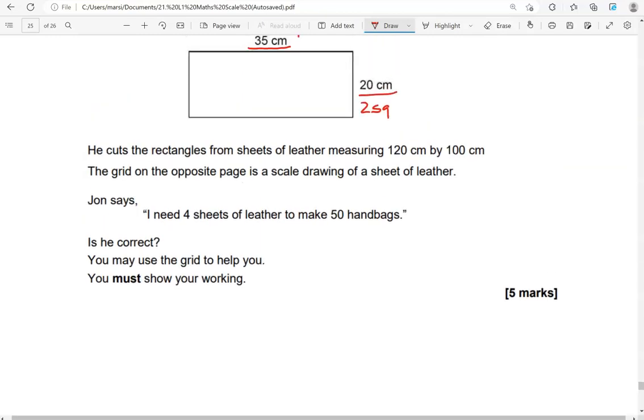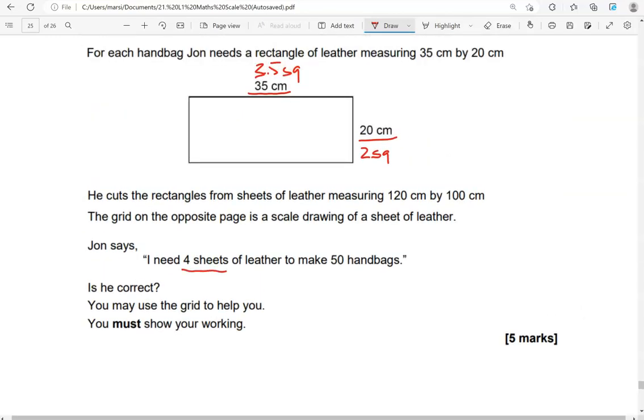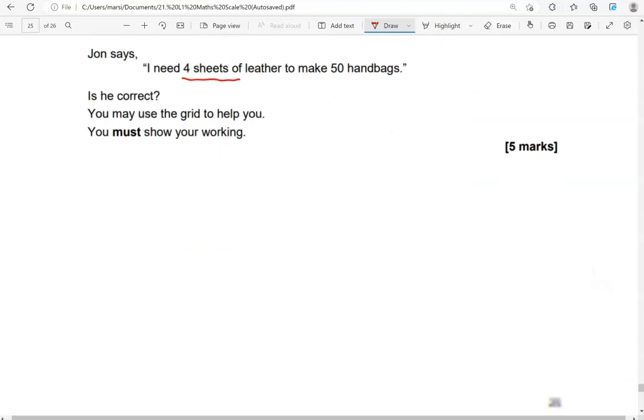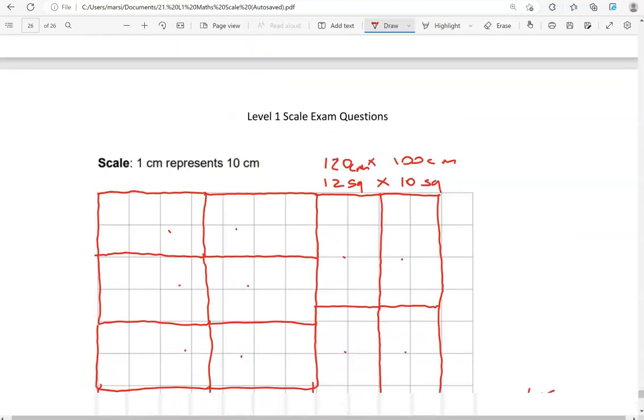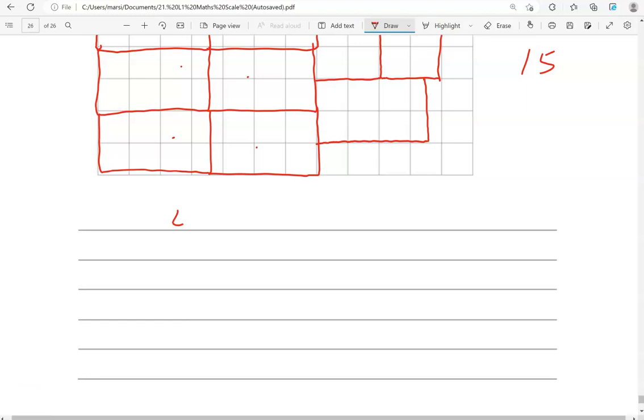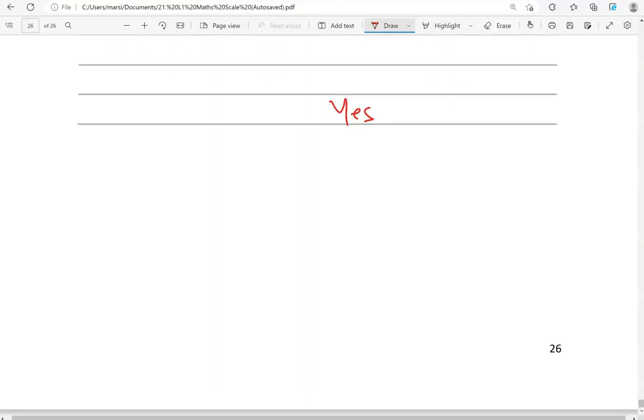And he says that he will need 4 of them. So 4 will make 4 times 15, which is 60. If he purchased less, so let's say 3, that would be 3 times 15, which is 45 bags, and that wouldn't be enough because he needs to make 50 bags. So we're going to say that yes, he is correct. And that's the end of the questions.